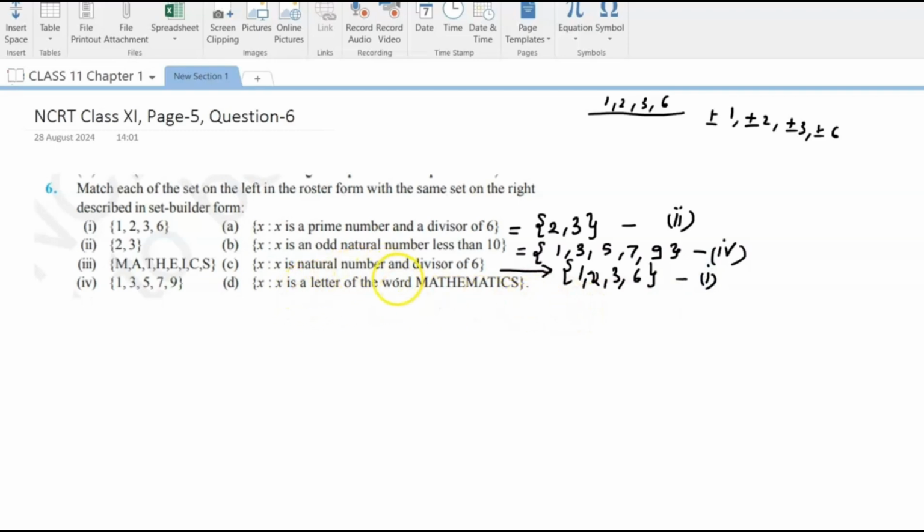And then X is a letter of the word mathematics. There is only one option left, but still let's check this. M, A, T, H, E, and we will not repeat M again. We will not repeat the A. We will not repeat the T. Then I, C, S. So this matches your third option.